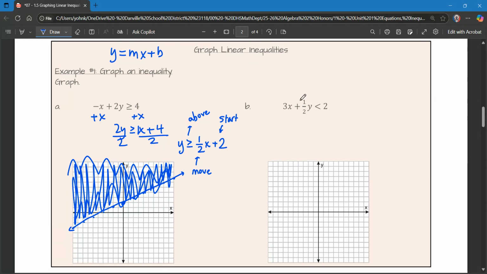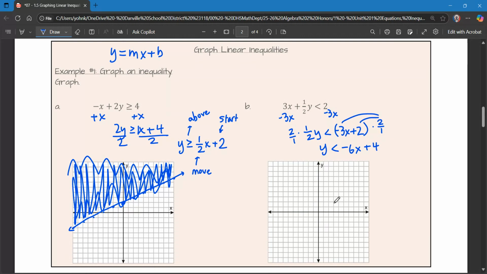All right, if we look at letter B, 3x plus 1/2 y is less than 2. We need to get it into slope-intercept form. So we're going to subtract 3x from both sides: 1/2 y is less than negative 3x plus 2. We need to get rid of the 1/2, so let's multiply both sides by 2 over 1. That gives us y is less than negative 6x plus 4, because we're distributing this 2.